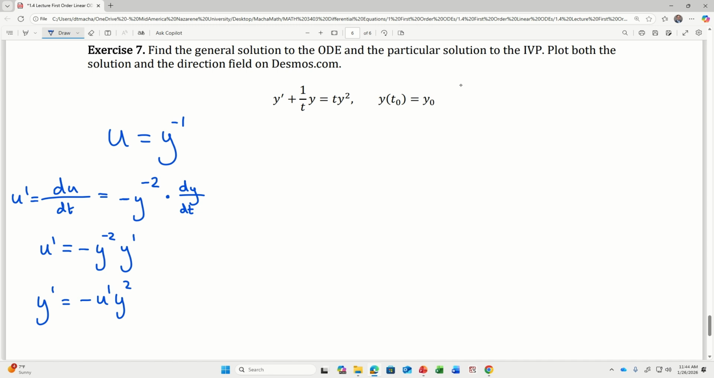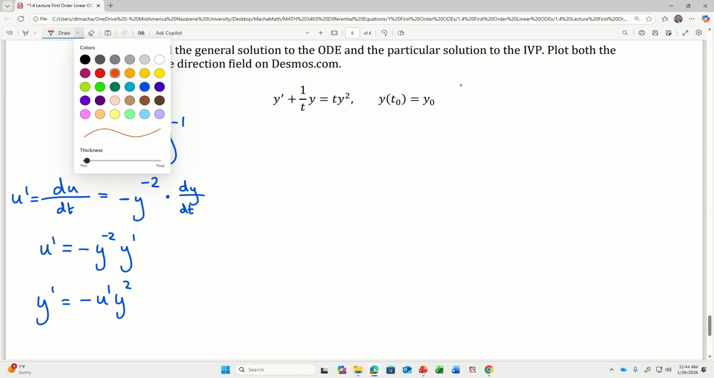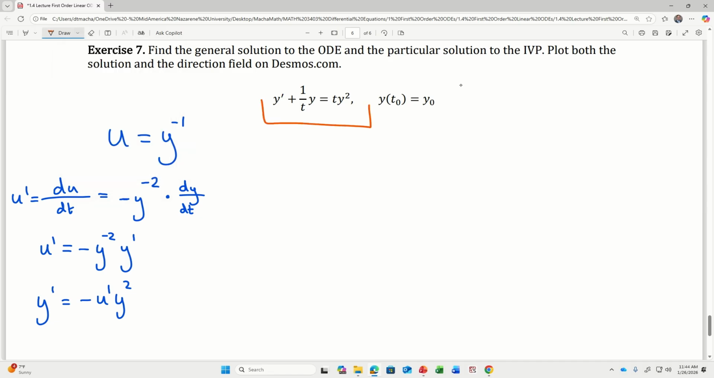So let's see how this works. Where I have my ODE, let's rewrite this as negative u prime y squared. Maybe I should write negative y squared u prime. And then plus 1 over t times y equals ty squared. What do you think I should do next?